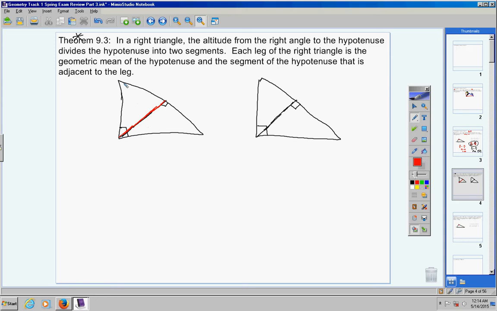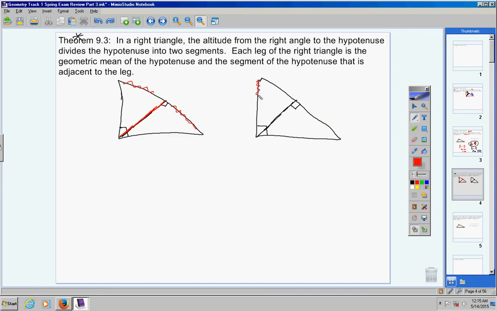geometric mean of this segment and this segment. Got it? That's what we just learned. Now in this theorem they're telling you this. Each leg of the big right triangle, so this segment here, watch carefully, this segment here is the geometric mean of, are you ready? The entire hypotenuse. And this little segment here that's touching this leg right here. Let's go over it again. I'm going to go over it many times.